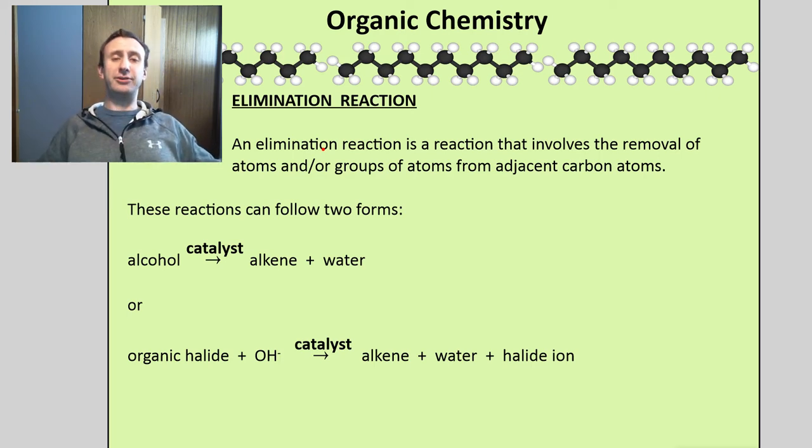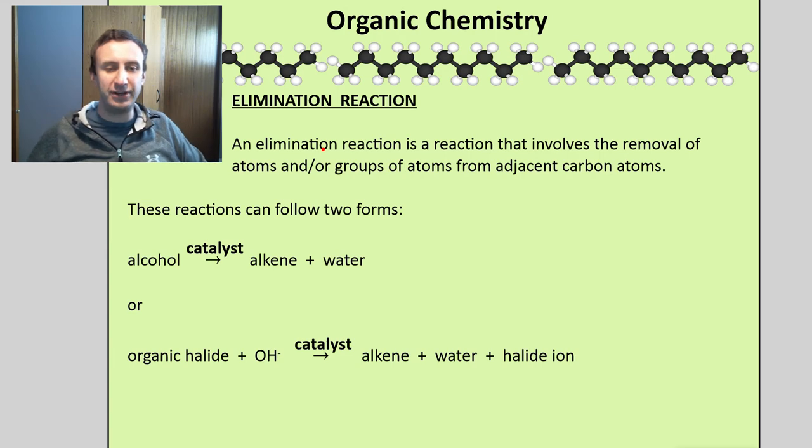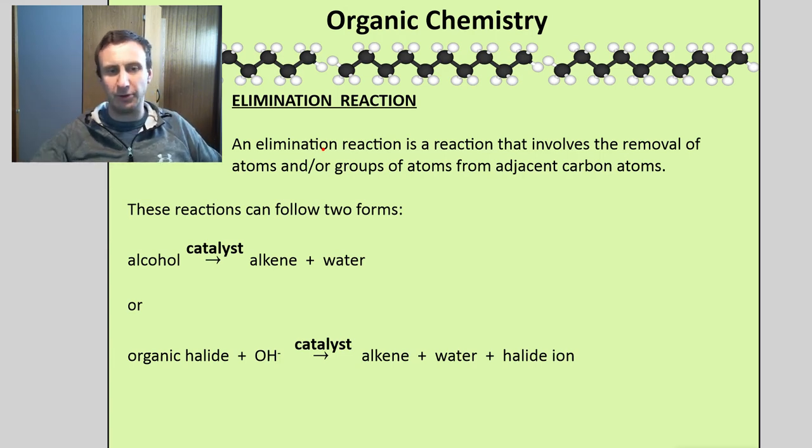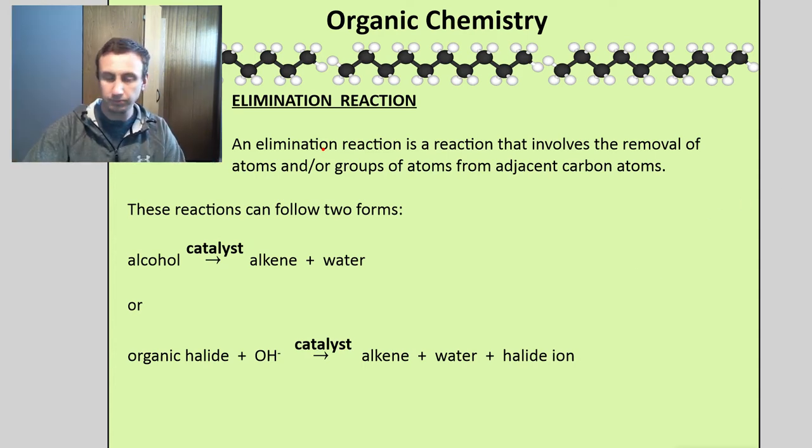But anyways, elimination. So what am I doing here? An elimination reaction is a reaction that involves a removal of atoms and/or groups of atoms from adjacent carbon atoms, resulting in a double or a triple bond. So these reactions can follow two forms. There's two types of elimination reactions I can have.